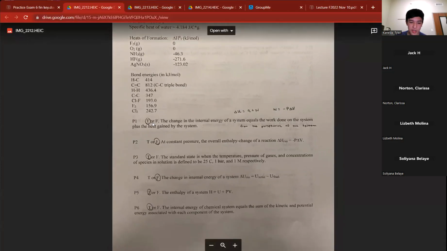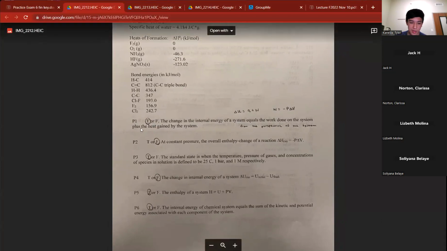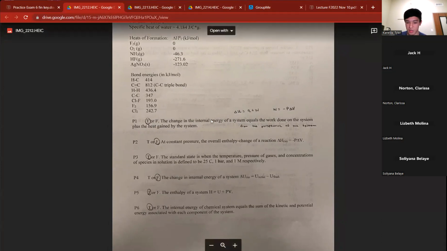So okay, one, true or false, the change in internal energy of a system equals the work done in the system plus the heat gained by the system. This is really just a question of whether you know the equation for internal energy, which is just change in internal energy is equal to Q plus W. So this is true.